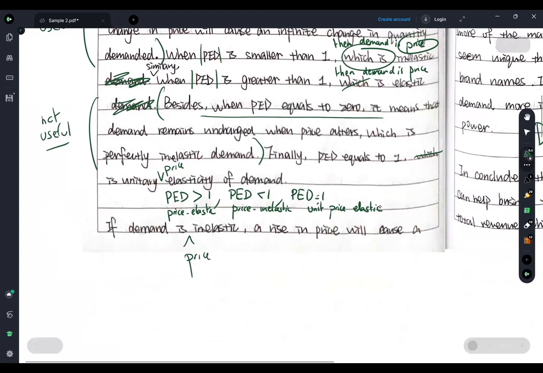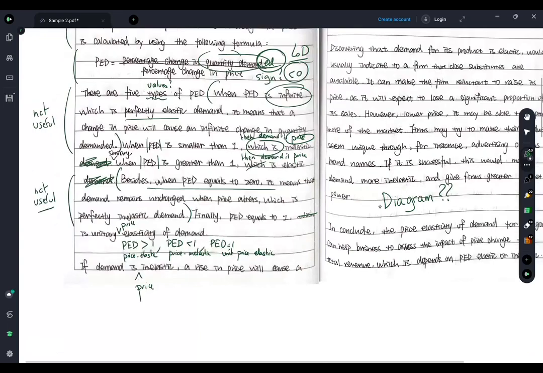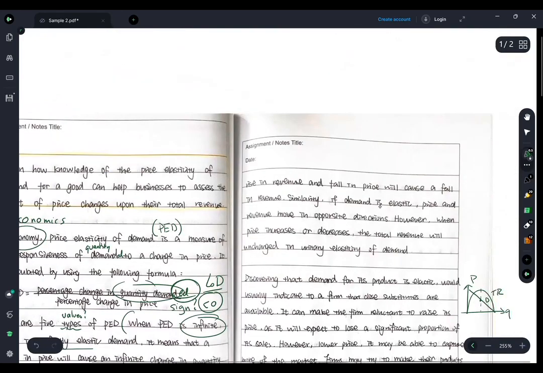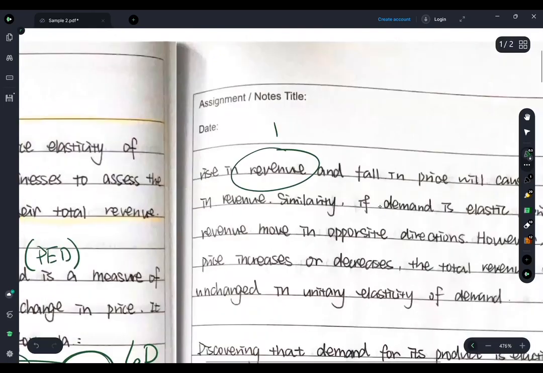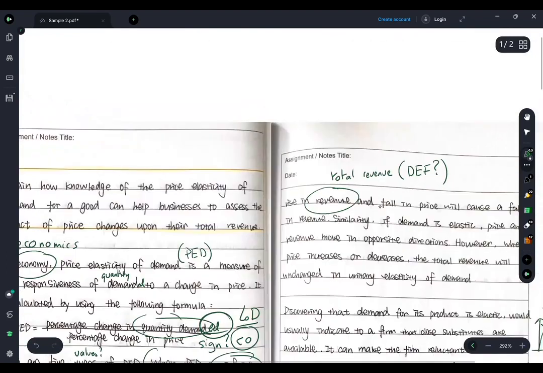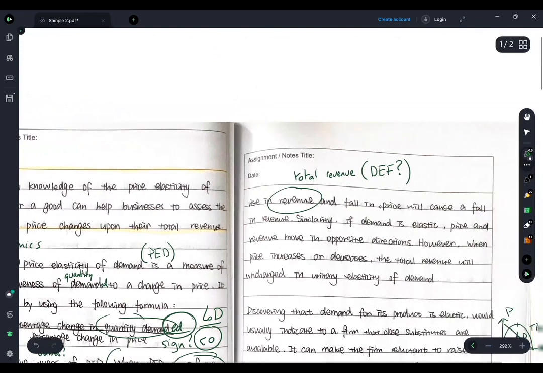Now when demand is, again, it should always say price inelastic, a rise in price will cause a rise in revenue. There are two mistakes here. First mistake is that it should really say total revenue, not just revenue, because you could have average revenue, you can have marginal revenue. And the second big mistake is that there is no definition of what we mean by total revenue. That's a big problem. And a fall in price will cause a fall in, same thing, total revenue.